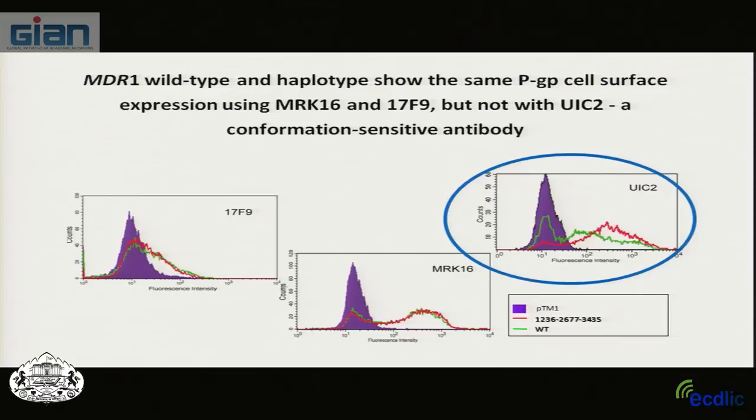We also know that if you pretreat cells with cyclosporine or other vinblastine substrate, this antibody responds and gives you increased binding. So it's been known that this antibody actually responds to conformational changes.